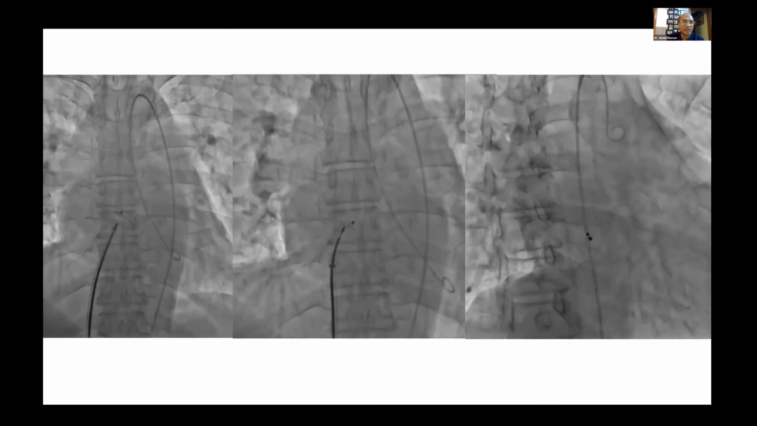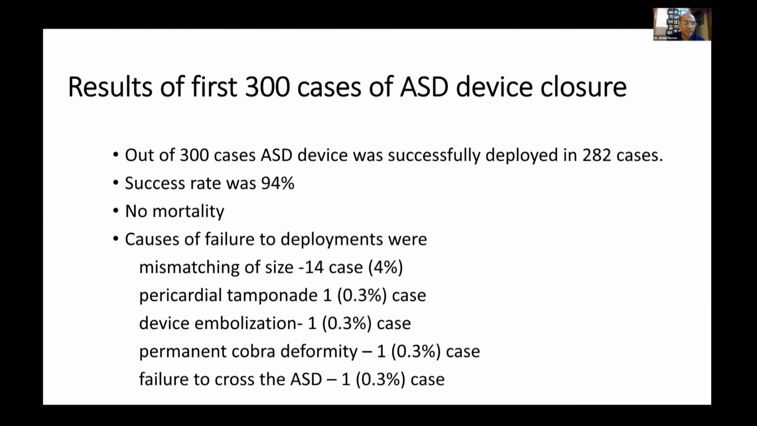This is our 300th case of ASD. Our success rate is 94%. There is no mortality. One pericardial effusion managed immediately. One embolization managed by immediate surgery.